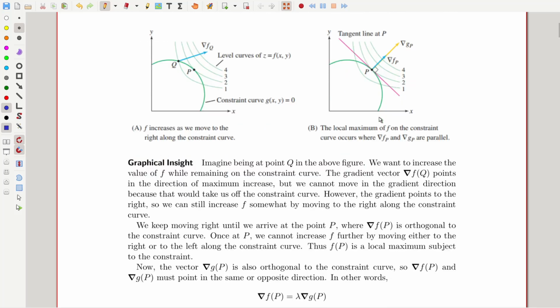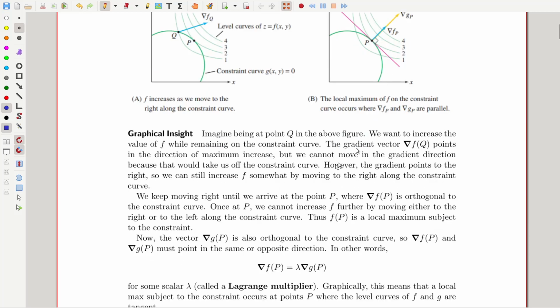Okay, and what you can reason from this is that the gradient of f at this point and the gradient of g at this point have the relationship that they are both orthogonal at that point. Or am I saying this wrong? The gradient is orthogonal to the level curves of f as well as to the constraint curve g, which means that they are pointing in the same direction, but maybe with opposite magnitude. And so that's why we end up with this equation.